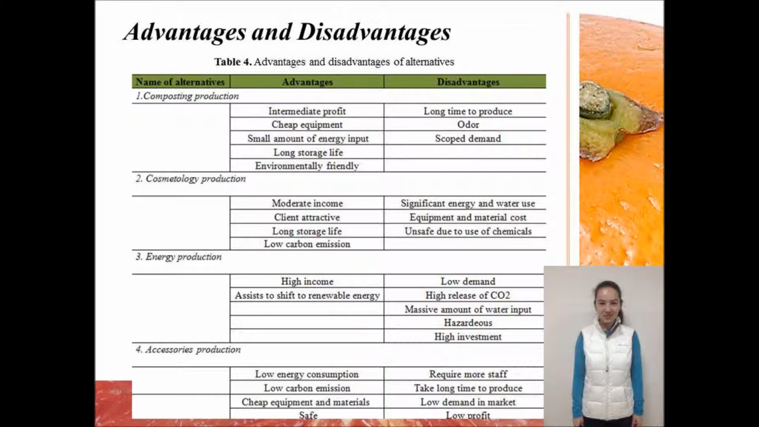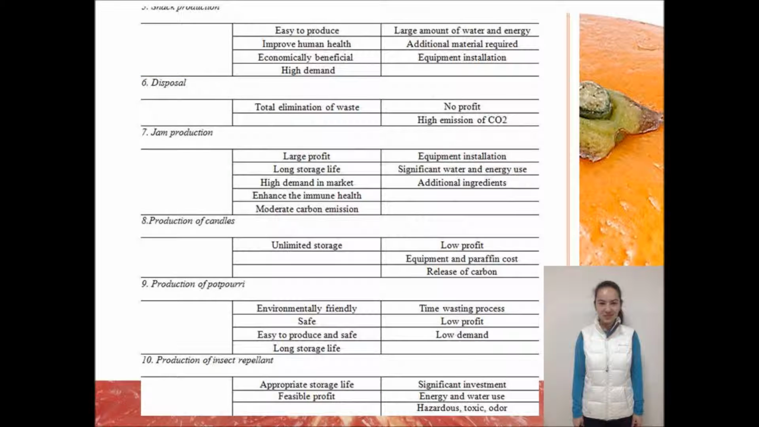Second, cosmetology production. The scope of these alternatives begins in making handmade soaps from orange peels and ends in production of famous cosmetology products due to smell and other specific properties. The advantages are moderate income, client attractiveness, long storage life, low carbon emission. However, the disadvantages include significant energy and water usage, equipment and material cost, and it's risky due to use of chemicals.